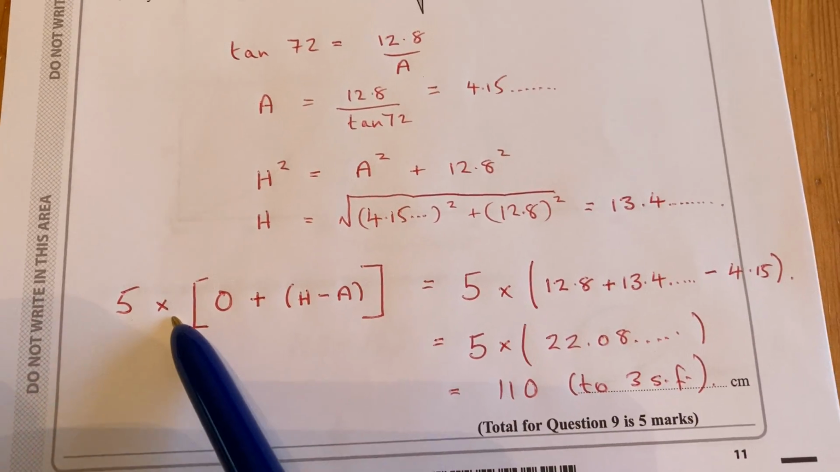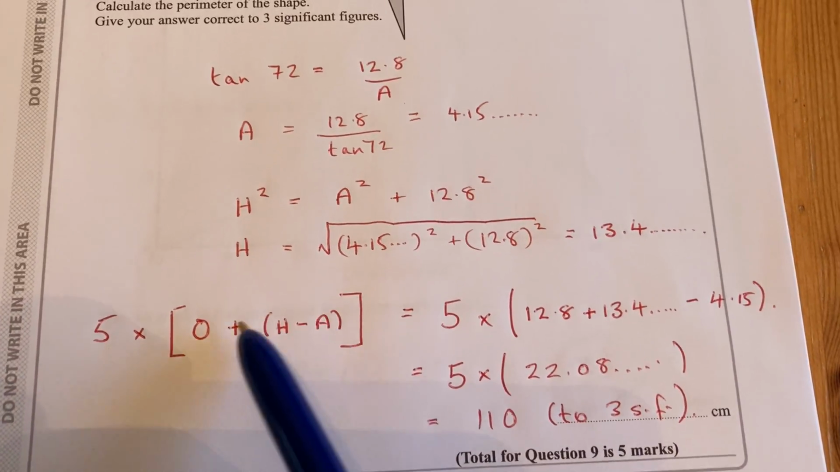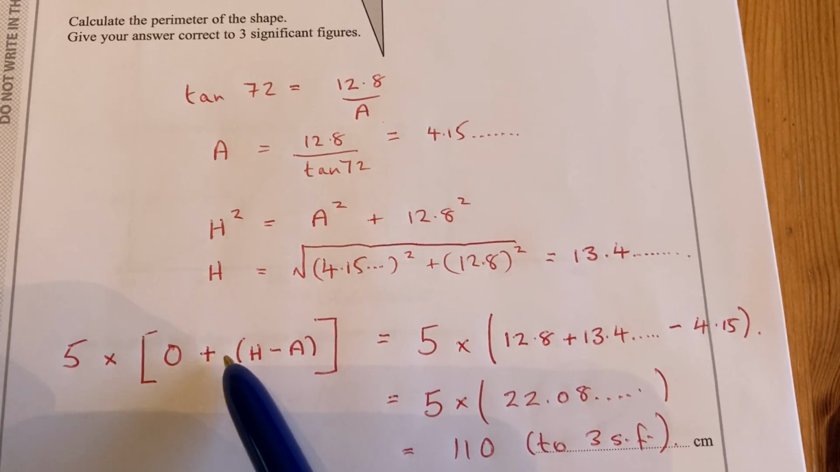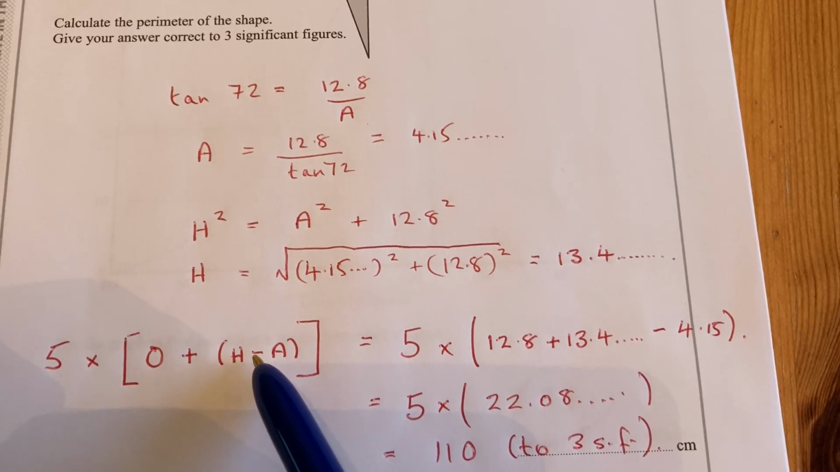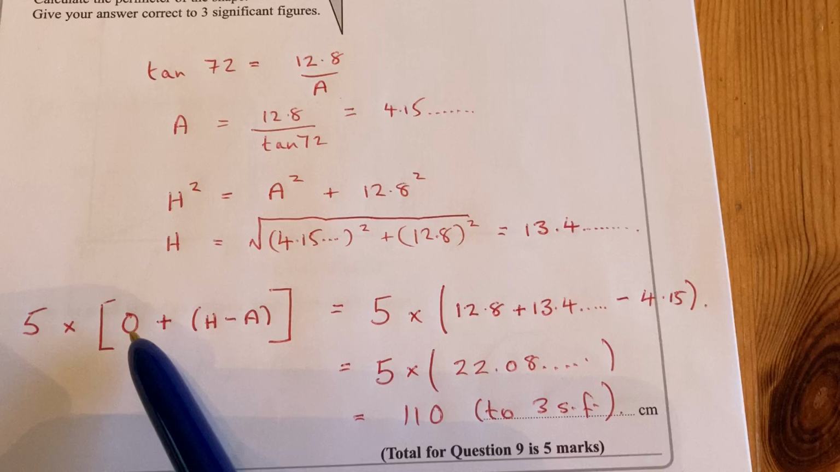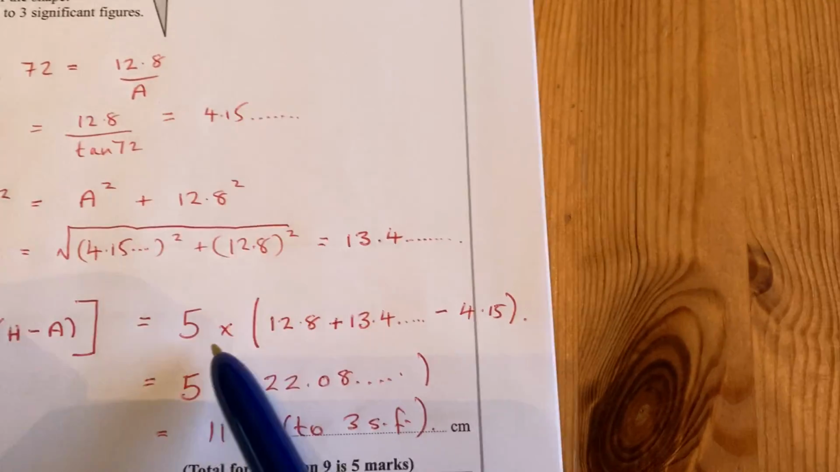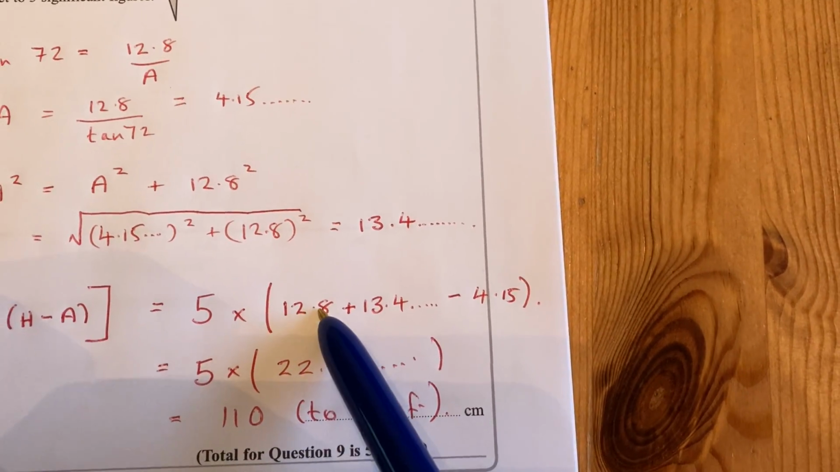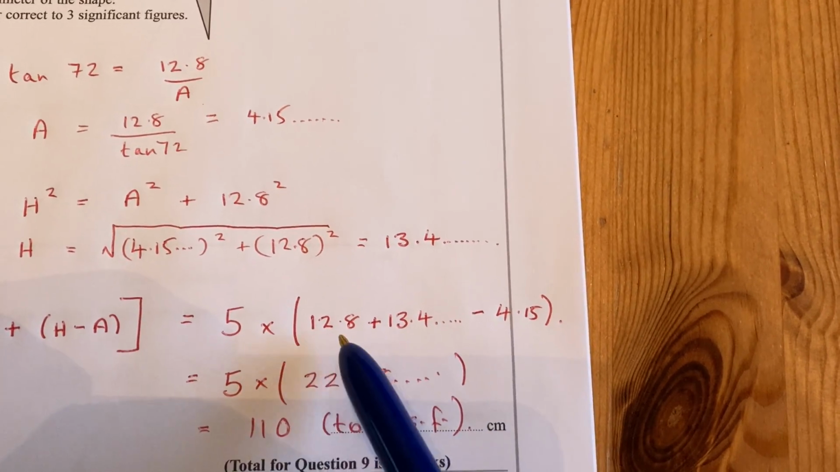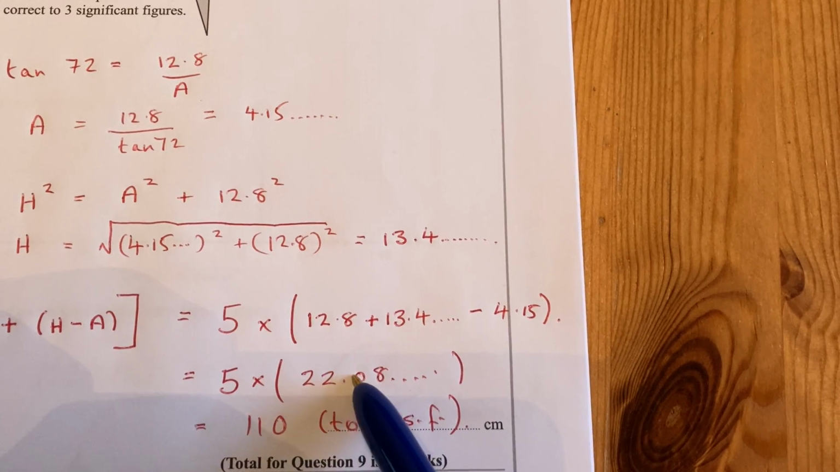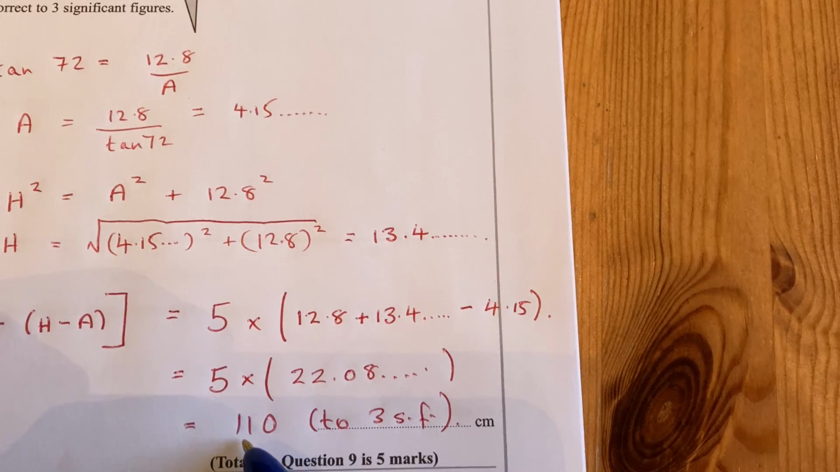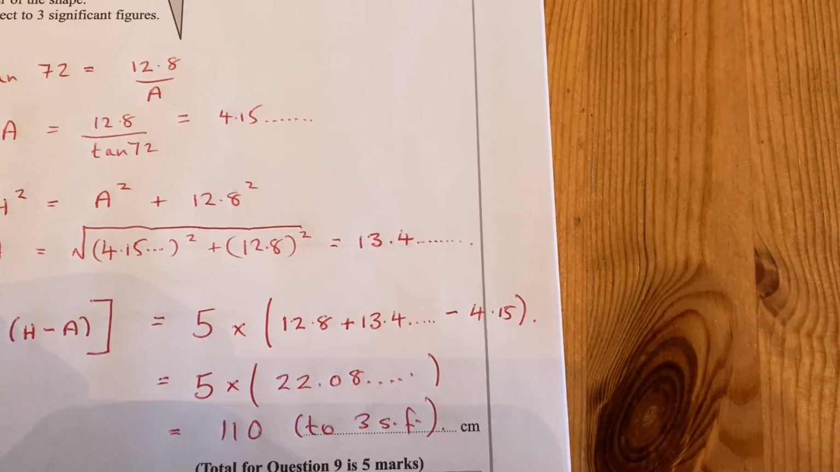So we've got 5 lots of, I'm using a big square bracket because I need to add the O side with another set of brackets here, the H minus A lengths. Okay, so subbing in the numbers that I've got for O and H and A, it's 5 lots of O side plus H side minus A side. Sort that bracket out and you come up with 22.08... 5 triangles, 110 to 3 significant figures.